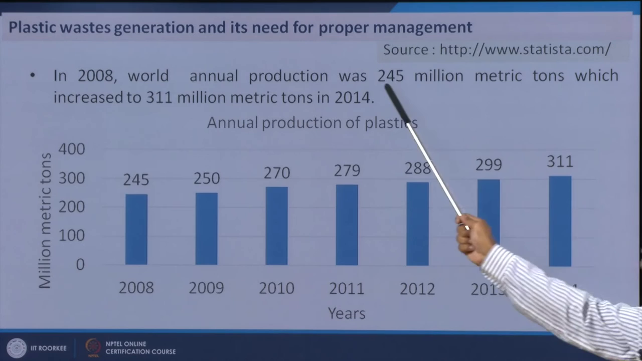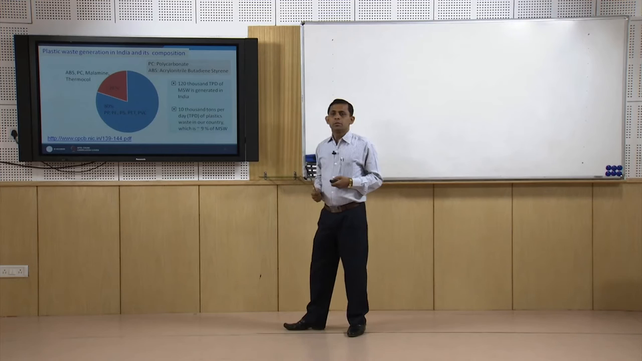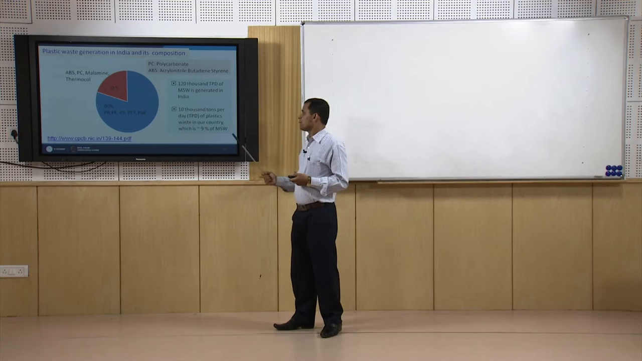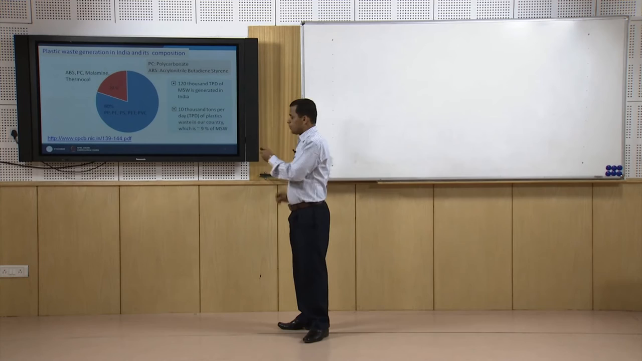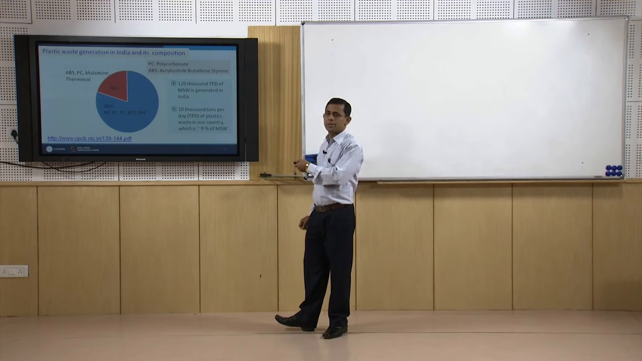And in India, around 120,000 tons per day of MSW, municipal solid waste, is generated, out of which around 10,000 tons is waste plastics, that is around 9% of the MSW. And this 9% of MSW is composed of different types of plastics. Mostly 80% is thermoplastics, that is polypropylene, polyethylene, polystyrene, PET and PVC. So these can be recycled.